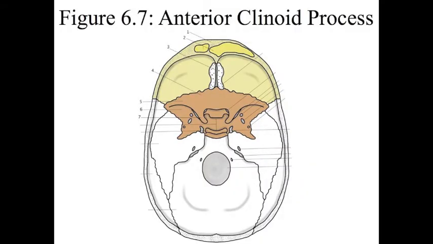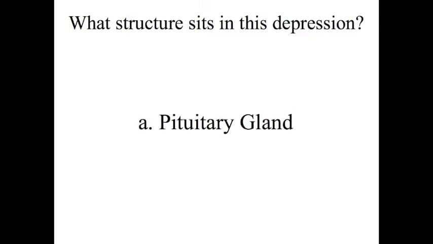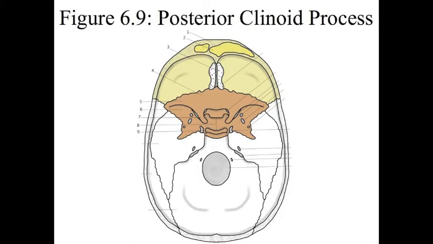This is when you really want to look at a skull and it will make a lot more sense. Number 7 is the anterior clinoid process. It sits on the anterior side of number 8, which is the sella turcica. It actually means Turkish saddle because somebody thought it looked like a saddle on the floor of the cranium. Now in that little space sits the pituitary gland. Number 9 is the posterior clinoid process that sits on the posterior side of your sella turcica.